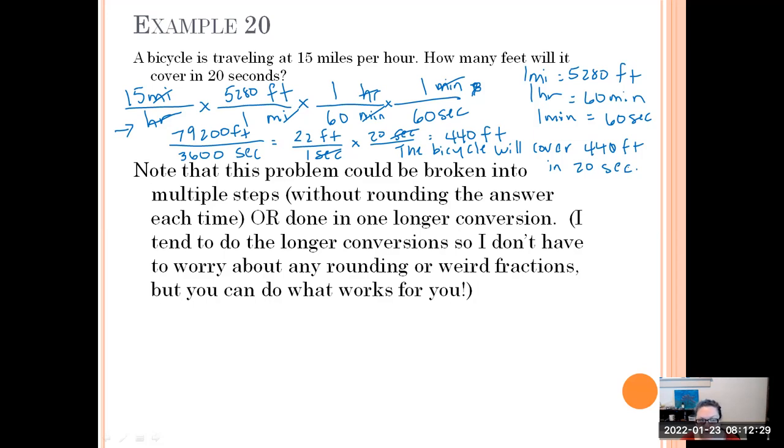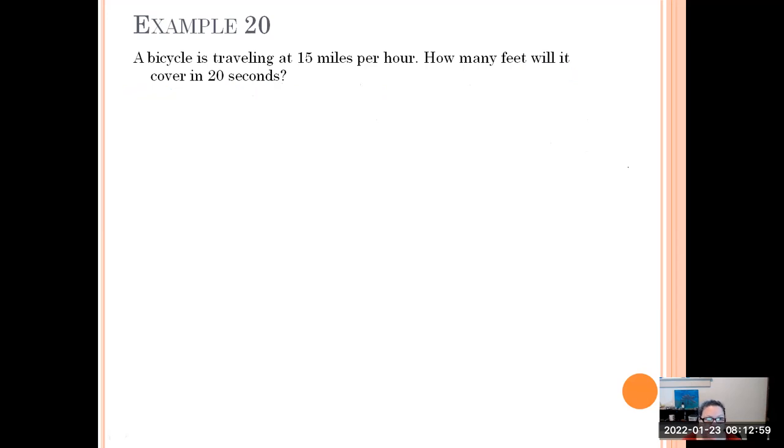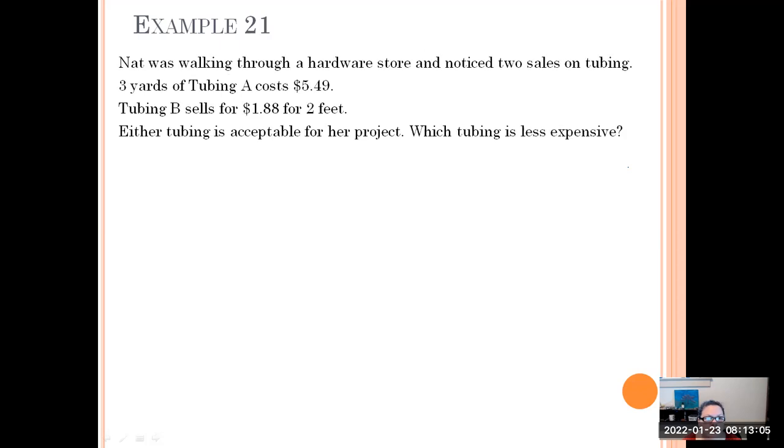Note that this problem could be broken into multiple steps. I don't like to do that. I find that more mistakes happen in that case, without rounding the answer each time. And also remember, you don't ever round until you get your final answer in this class. Or it can be done in one long conversion like I just did. I tend to do the longer conversions so I don't have to worry about rounding or weird fractions, but I will follow your logic, so do what makes sense to you. Okay, I think we just did that. Oh, shoot. That was where I could have done it.